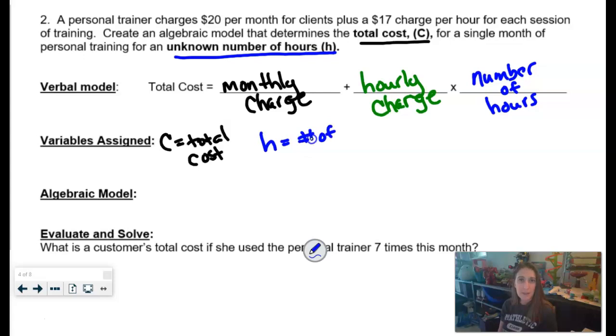Now notice they didn't say anything about hourly charge and monthly charge. That's because they are not going to be variables to us. Variables are only things that are unknown and are fluctuating between different customers. Everybody gets charged the same monthly charge and hourly charge.